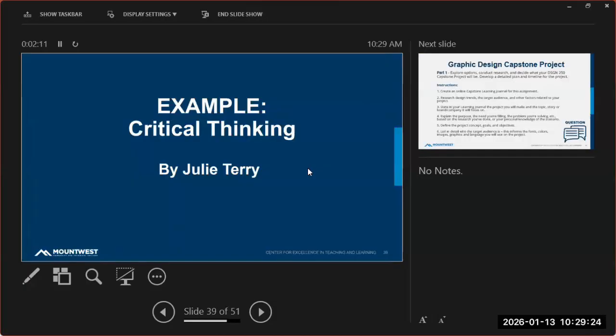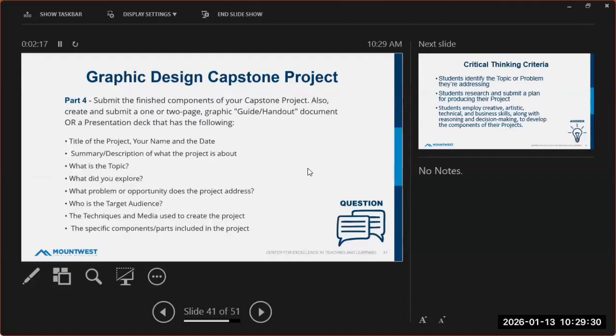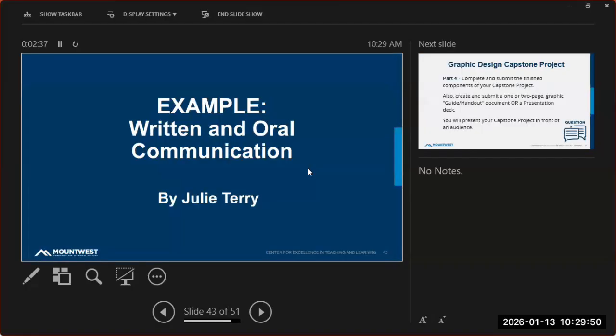And then let's look at critical thinking. It's the same project, and I'm going to use part 1, the development of it, and then part 4, the completion of it. They have to decide what they're going to do, and they have to create the plan, and they have to employ creative, artistic, and business considerations along with reasoning and decision making to complete the components.